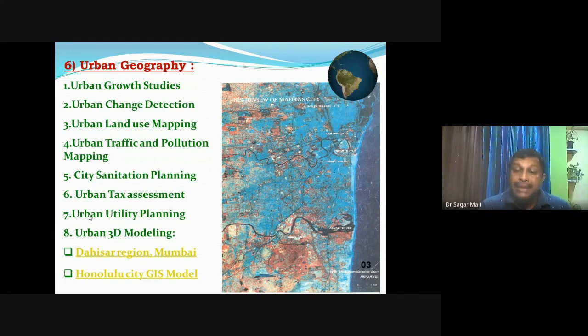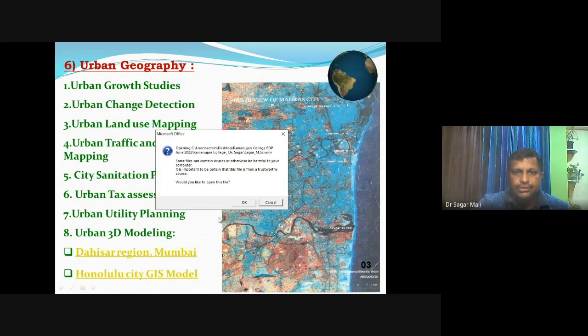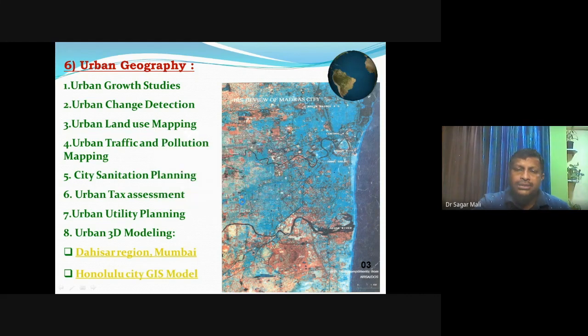Urban 3D modeling, to find out illegal locations and to find out the vertical growth of the city. We can make a 3D model of the city, and from there we can identify these. Here I would like to show the model which I developed of the eastern region of Mumbai. This model was developed using digital photogrammetry technology. You can see this video of urban 3D modeling.